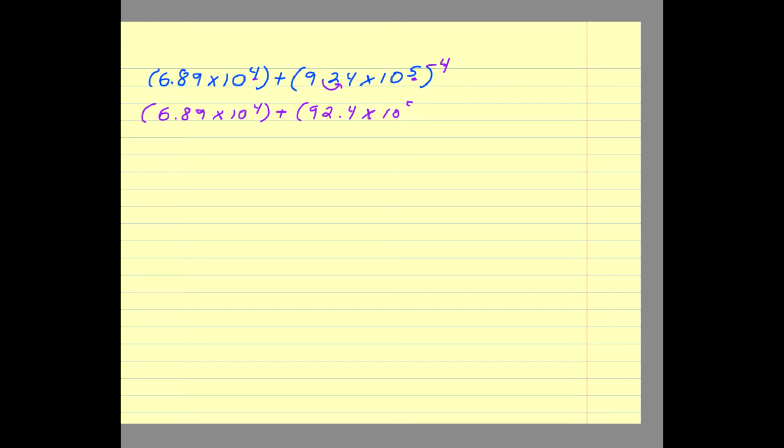Okay. So this is what you need to know. Let me write that again. There we go. So what you got to understand is that the original number here, 9.24 times 10 to the fifth, is the same as 92.4 times 10 to the fourth. If you worked both of them out, you get the same answer both times. All right?